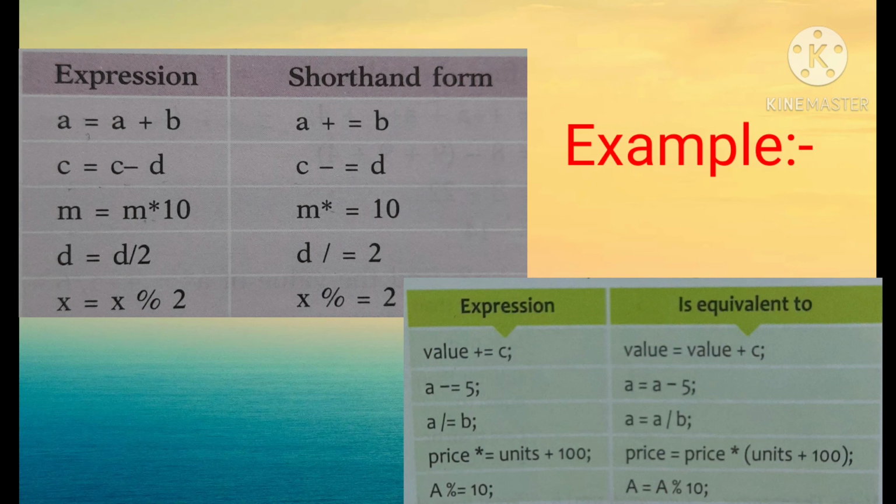The expression value plus equal to c is equivalent to value equal to value plus c. a minus equal to 5 is equivalent to a equal to a minus 5. Thus we can see the variable is used before and after the assignment operator. So in those types of expressions we can use the shorthand form, or the compound assignment operator. This type of variable is used as a counter, where the new value is stored in the same variable again and again.